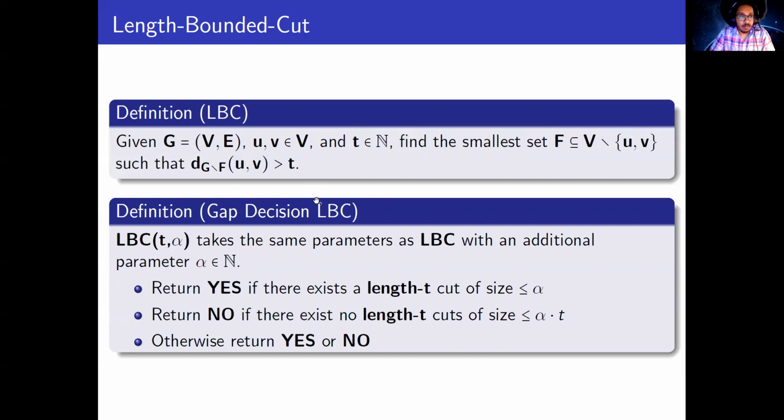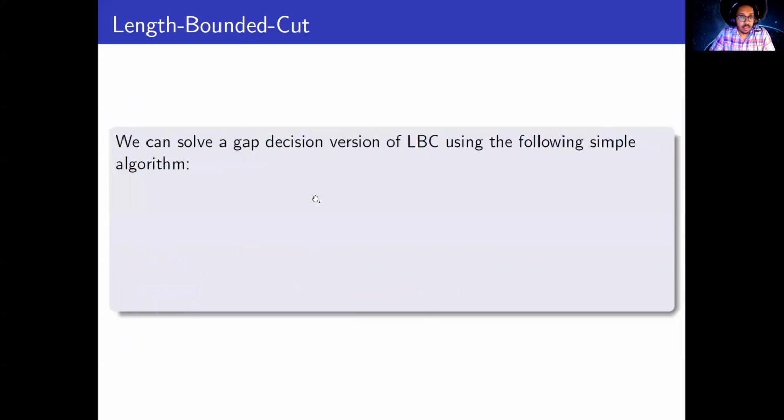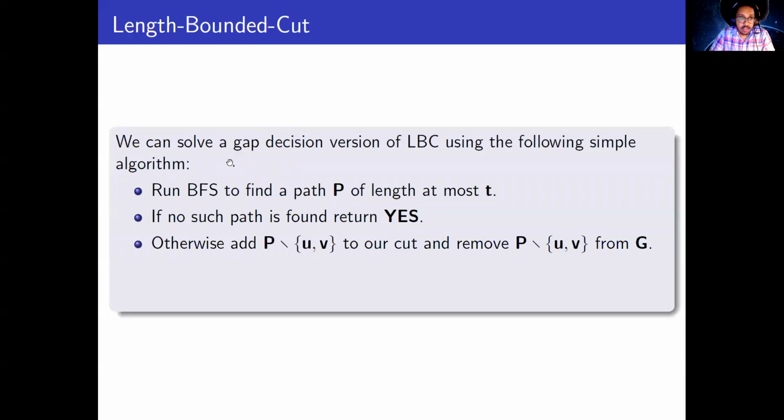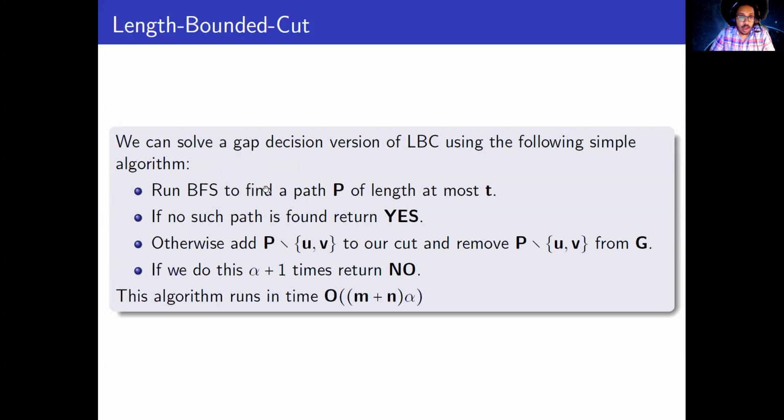It turns out that this problem can be solved by a very simple algorithm, which we state now. We simply run a breadth-first search to find a UV path of length at most t. If we cannot find a UV path with length less than or equal to t, we return yes. Otherwise, we add all nodes along the path except u and v to our cut and remove them from the graph. If we can do this successfully alpha plus 1 times, then we return no. It's very easy to see that this algorithm will run in time big O n plus n times alpha, as we're going to be running a breadth-first search on our graph alpha times.